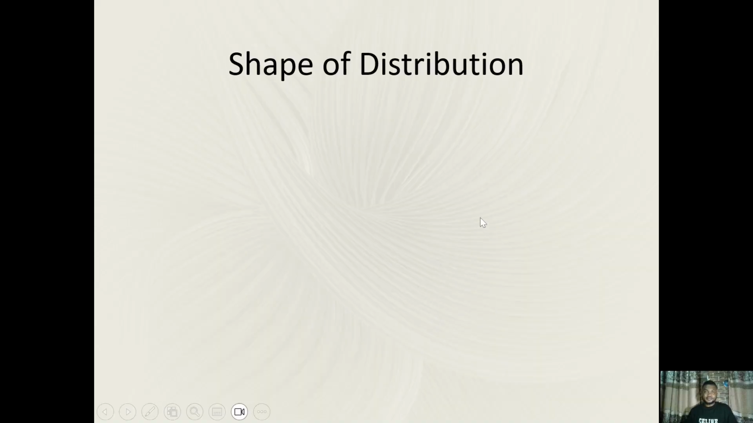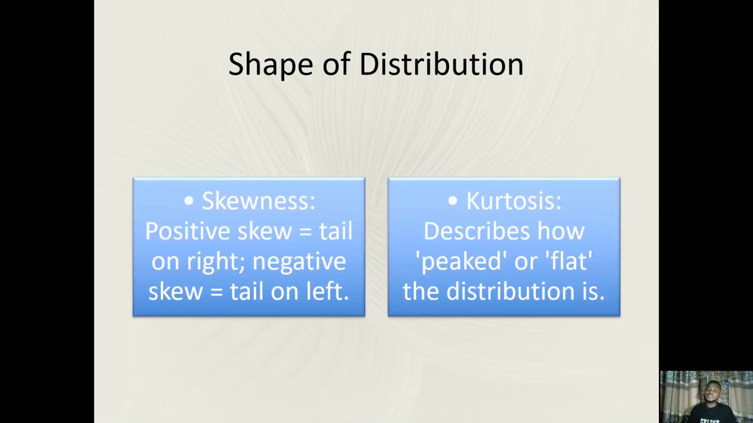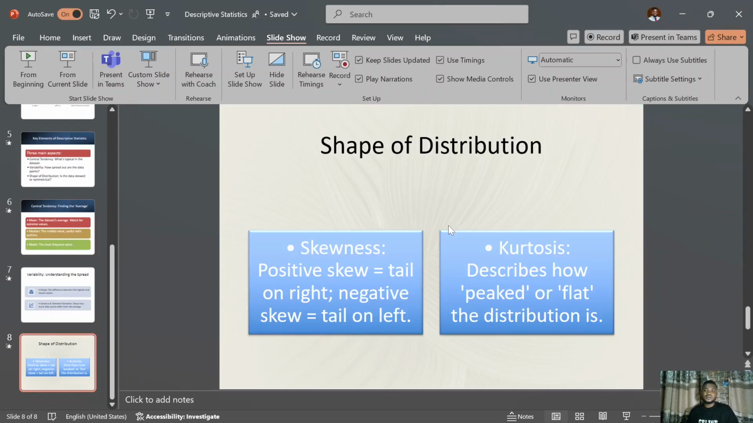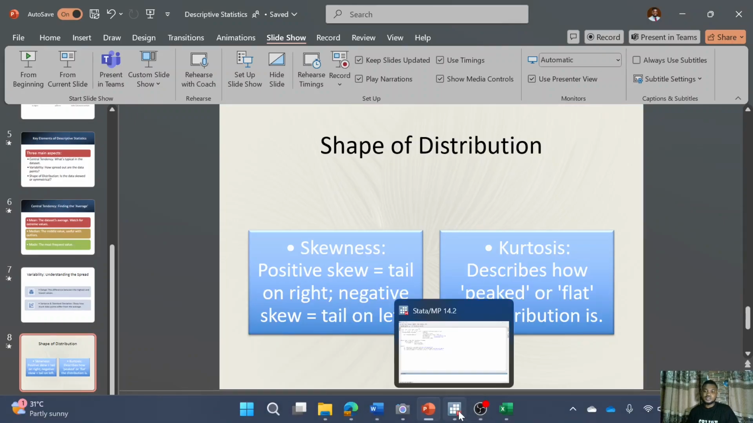Next, we have the shape of distribution. This one is just talking about the skewness and the kurtosis. So having understood the background information about descriptive statistics, let's see how we can conduct descriptive statistics in STATA.